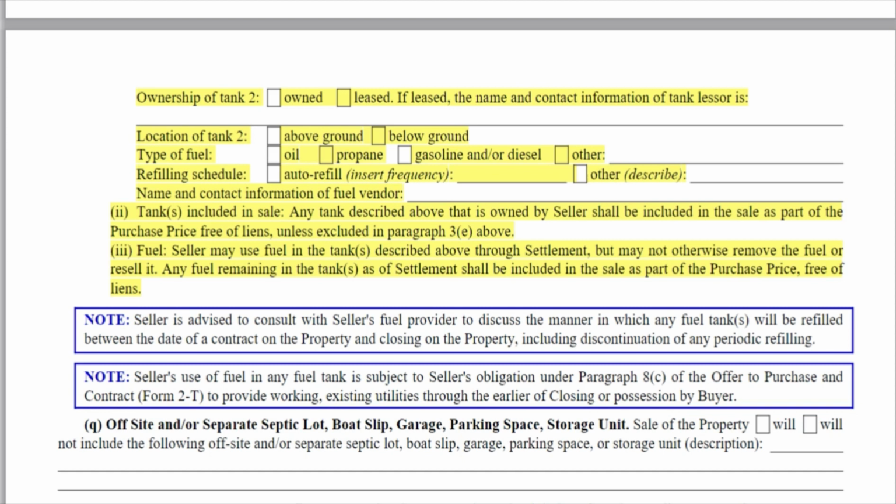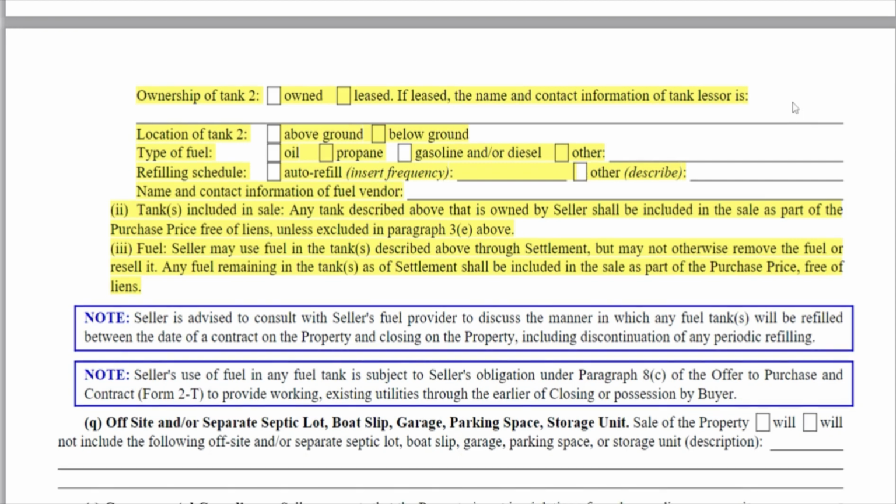So it's just stating here, if you have fuel in the fuel tank, you are able to use it until we close on the home. And once we close on the home, the fuel and the fuel tank are going to convey with the new owners, with the buyers, who will be the new owners.